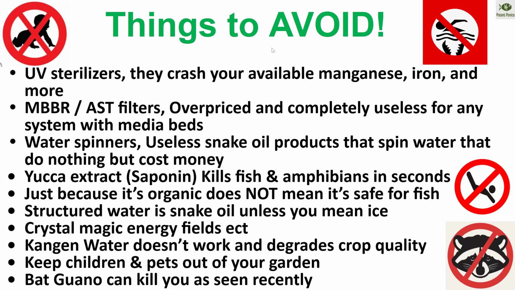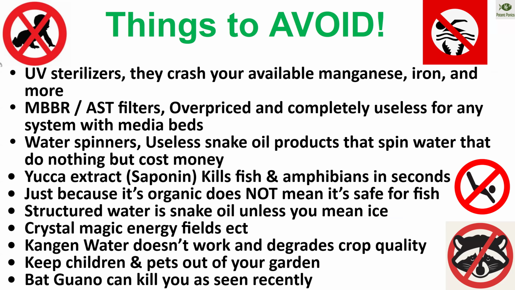Things to avoid. UV sterilizers are occasionally recommended to get rid of pathogens in hydroponics or aquaponics systems. They lock out your iron, manganese, boron, and so on. MBBR and AST filters are overpriced and completely useless. If you have media beds in your system and you're doing aquatics, you already have more surface area than either one of those. So they're pointless. You're adding what, 0.2% of the surface area for biomass compared to your media beds. It doesn't do anything.